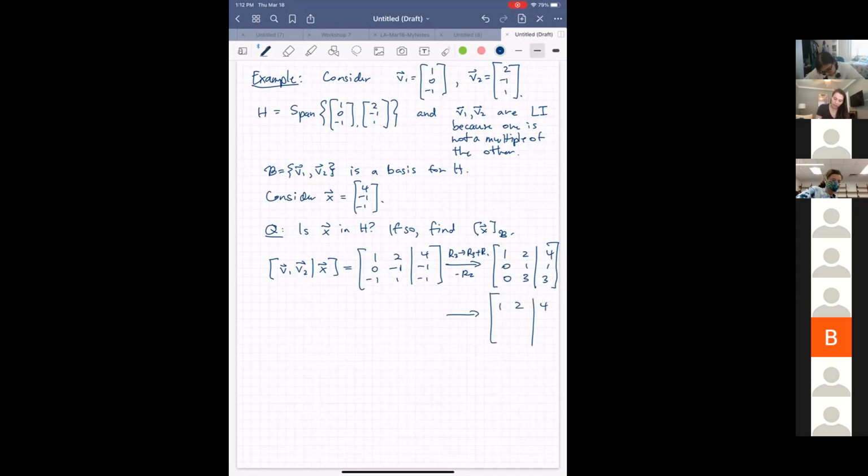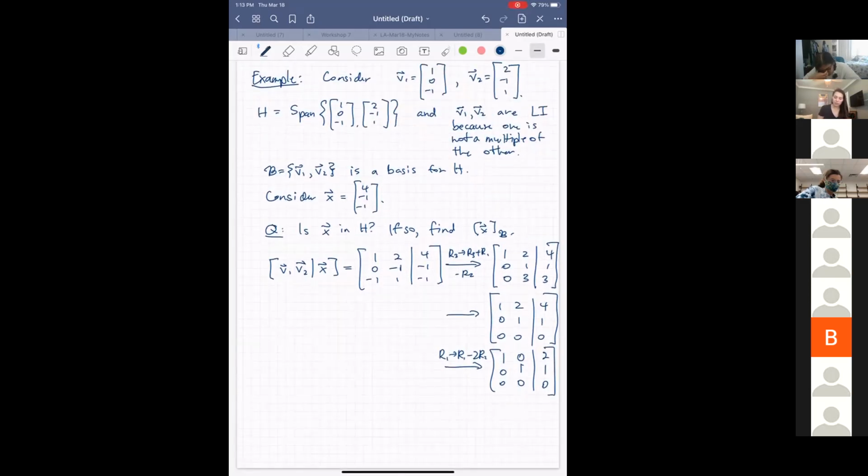So we get, this is our row echelon form, right? And I guess we can go one step more and get reduced row echelon form by taking row 1 to row 1 minus 2 times row 2. So 1, 0, 0, we'll get 0, 1, 0. And let's see, that will be 2. Right? Yeah.